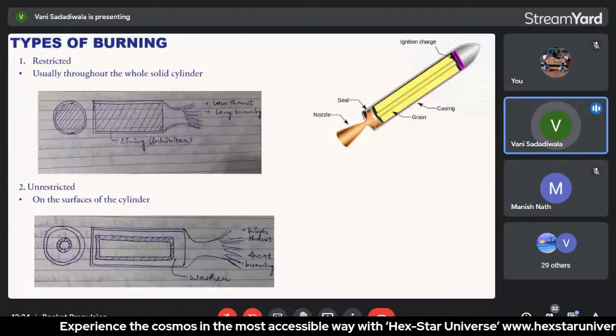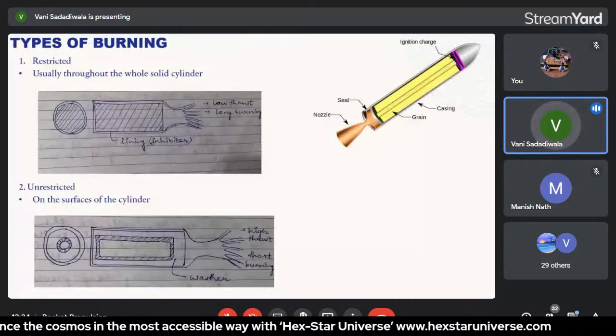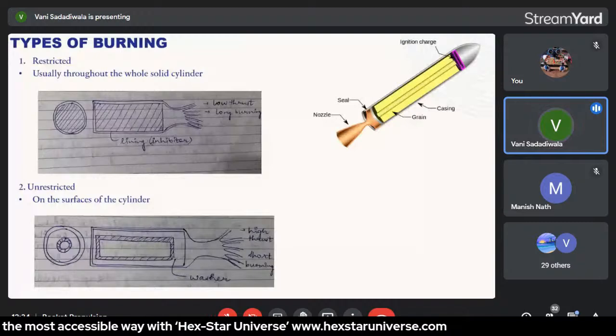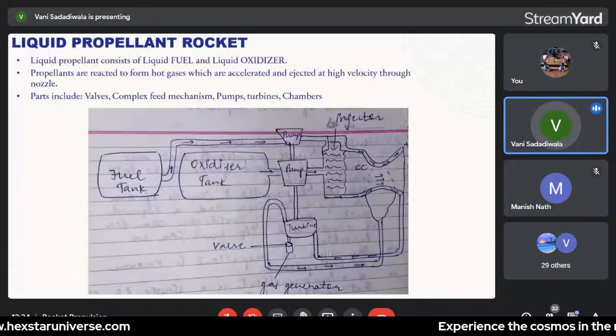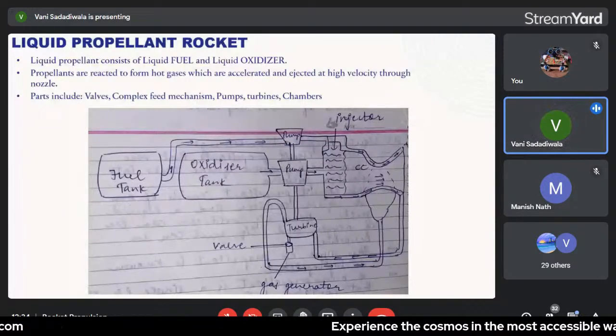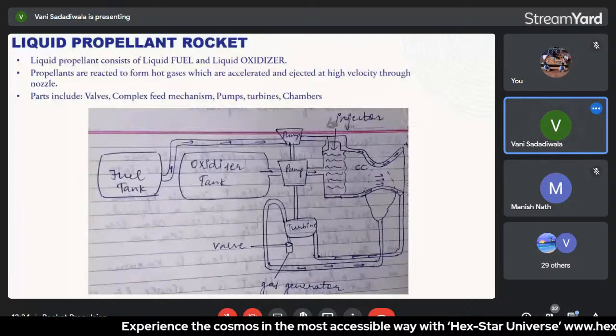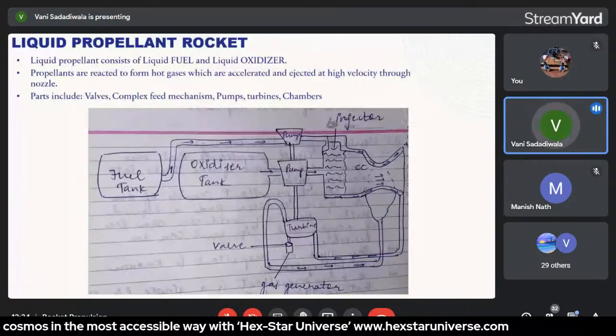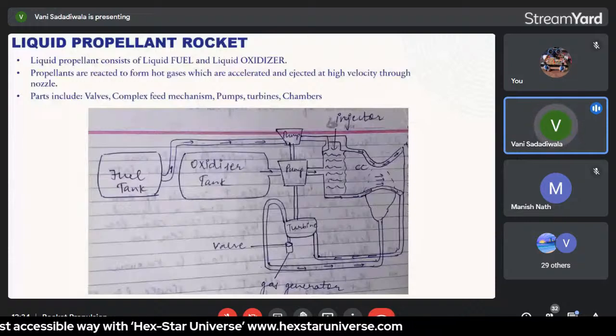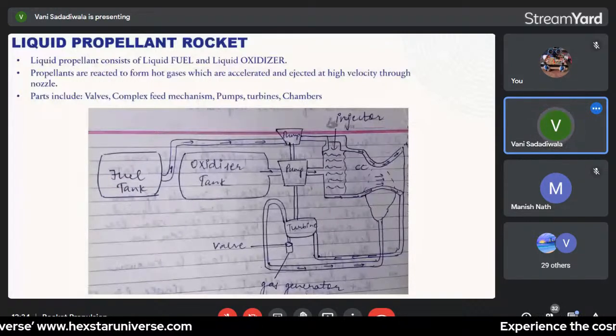The second type is the liquid, which uses both the fuel and the oxidizer in the liquid state. The only reason to use such a propellant rocket is that liquids have high density, and so the storing problems can be minimized if we take such rockets into consideration. Various mechanical parts are included, which means valves, pumps, turbines, and chambers are very much required for the working of such rocket motors.